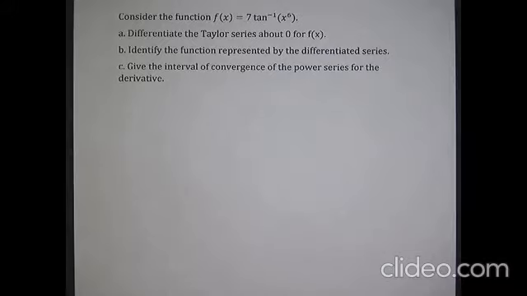Consider the function f of x is equal to 7 tangent inverse of x to the sixth. Differentiate the Taylor series about 0 for f of x, identify the function represented by the differentiated series, and give the interval of convergence of the power series for the derivative.